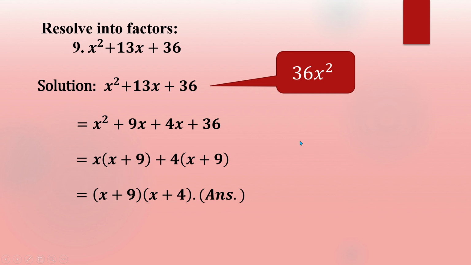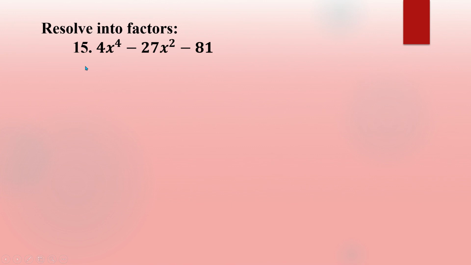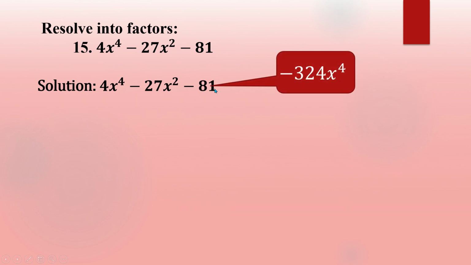Very easy. Okay, and from 10 up to 15 all are the same, that means all are middle factor. Again I will show another math. Here number 15: 4x to the power 4 minus 27x square minus 81. Solution: this is the given condition, and after multiplying this and this we will get minus 324x to the power 4. Now we'll break this. As a result, after adding we'll get this, and after multiplying we'll get this.